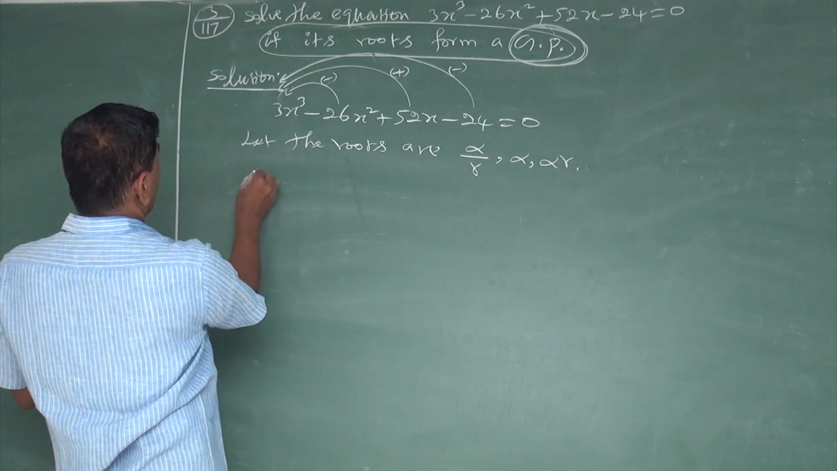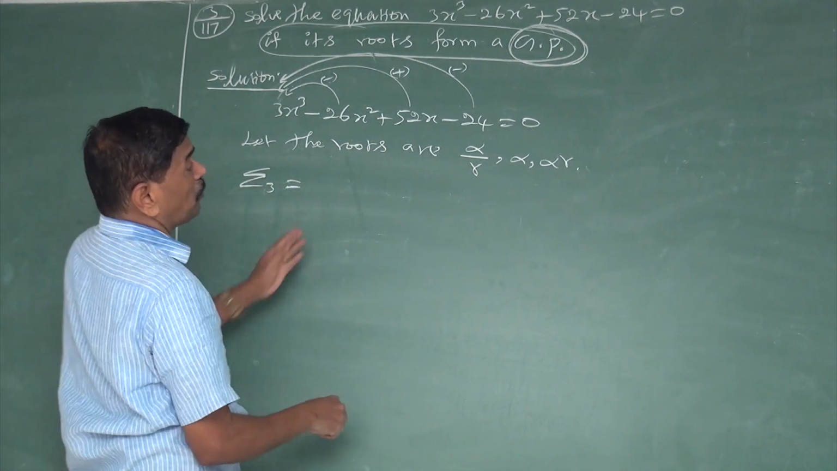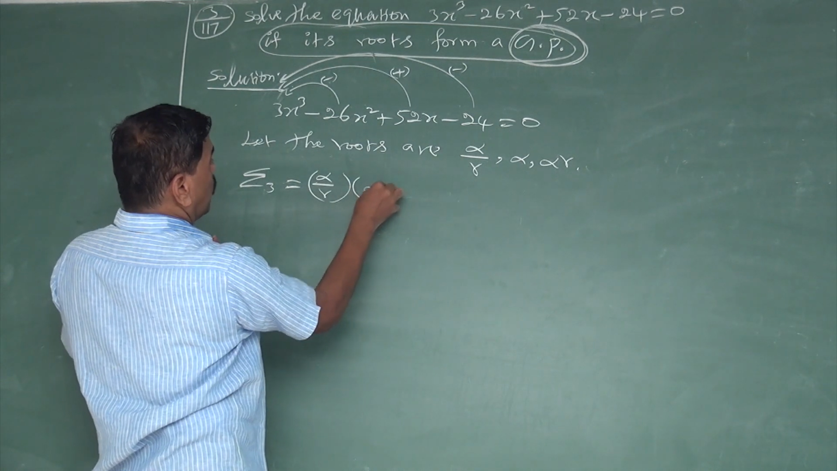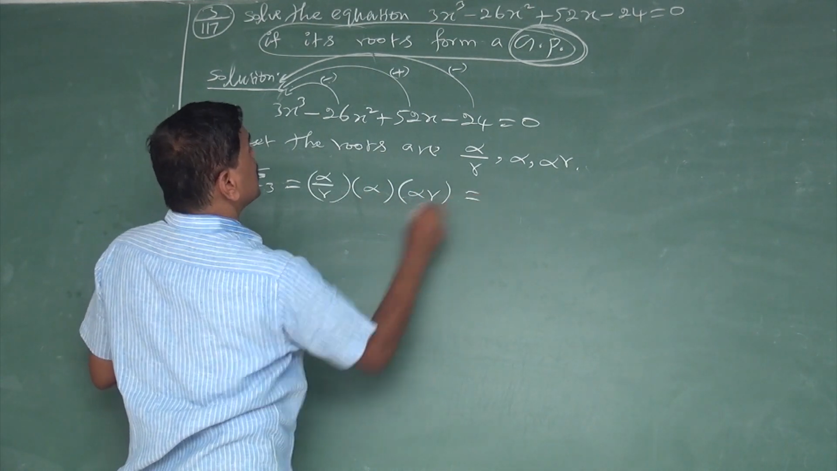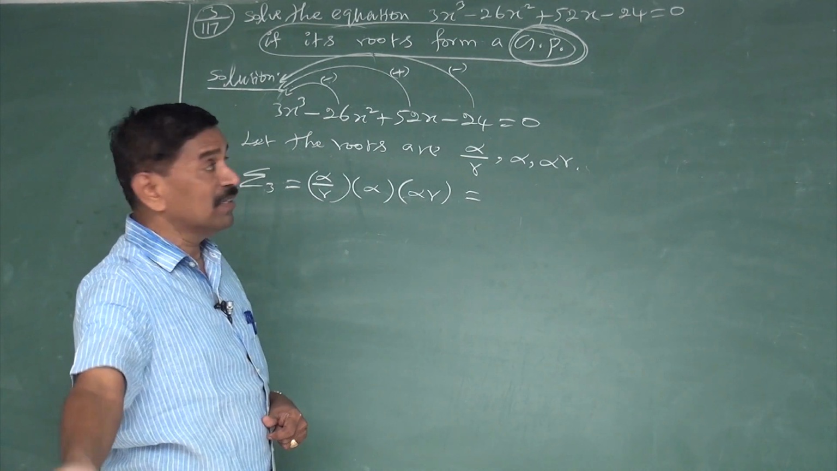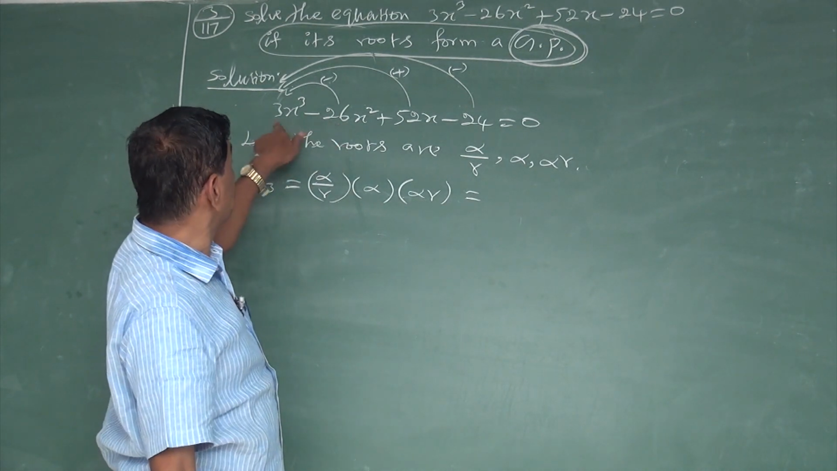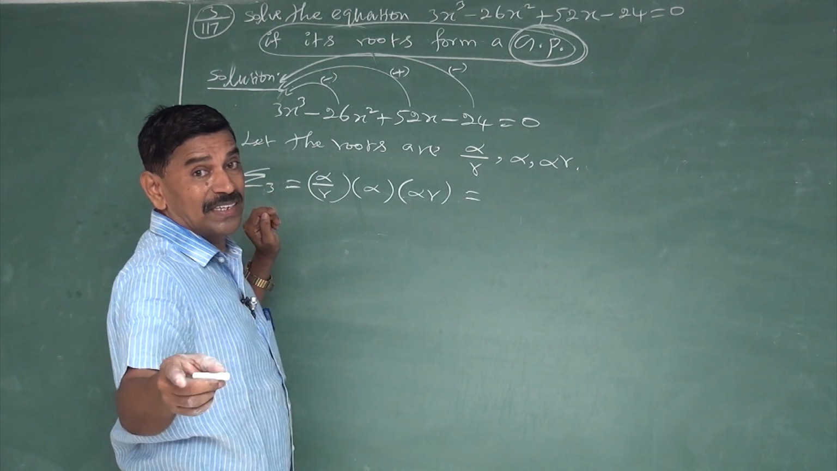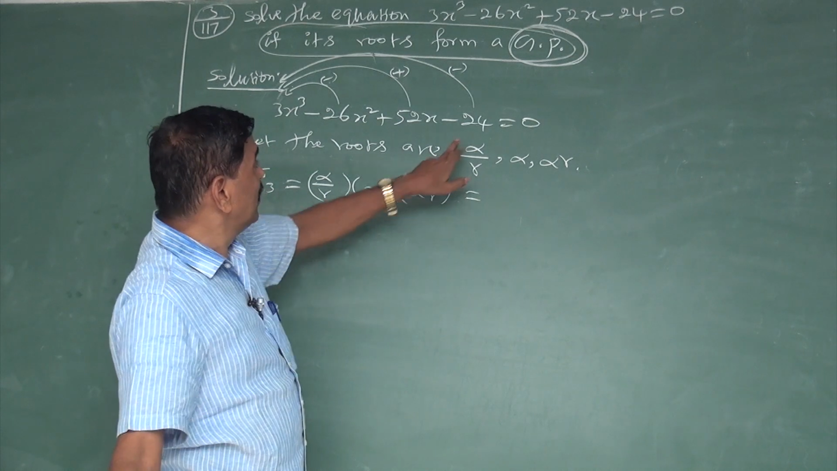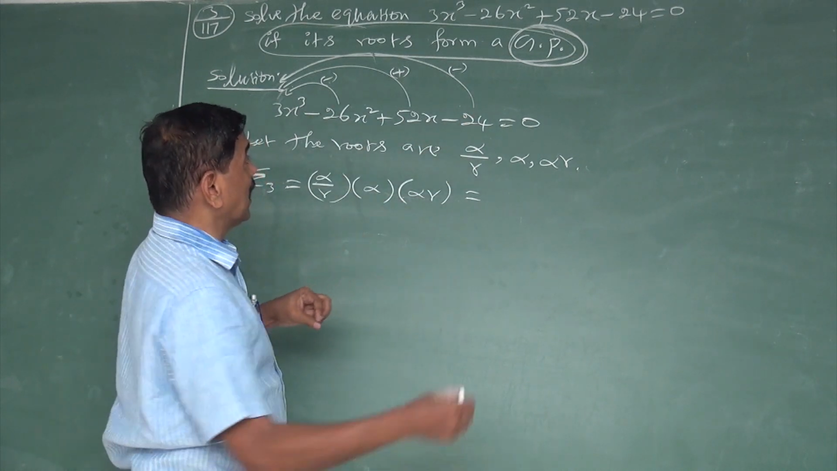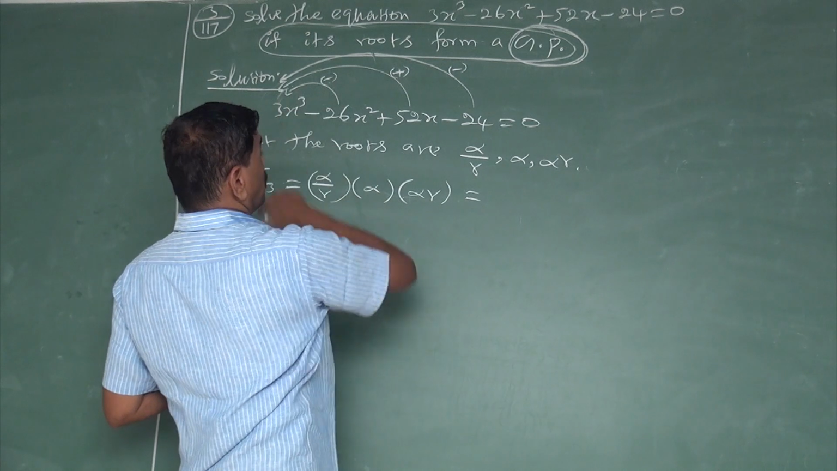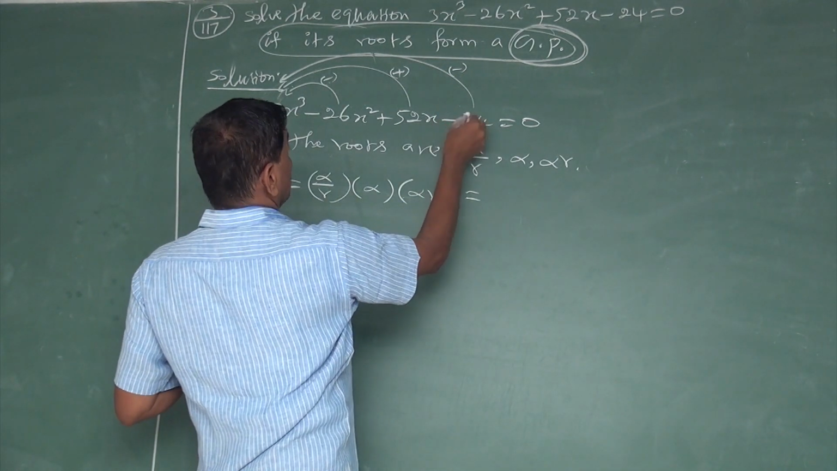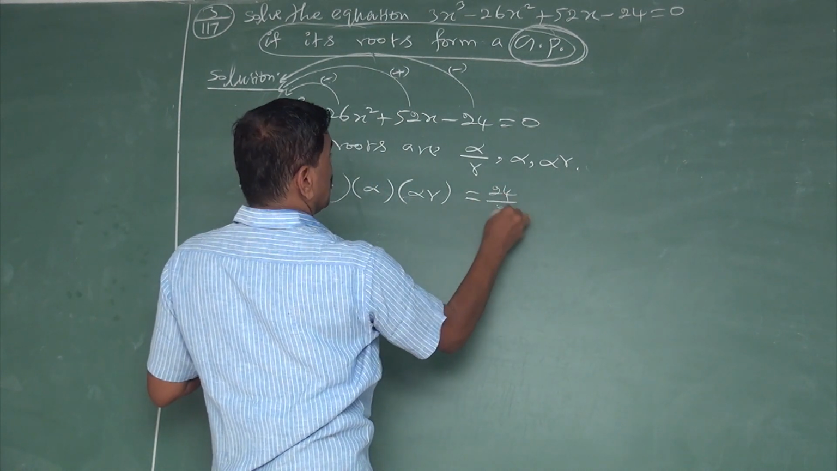Now, listen carefully, sigma 3 is equal to the product of the roots. The product of the roots is alpha by r into alpha r, which is equal to what? No, 26 by 3 is incorrect, because we are finding sigma 3. Next, anyone? Good, that is 24 by 3, your answer is correct, because minus into minus is plus 24 by 3. Sigma 3 is equal to plus 24 by 3.